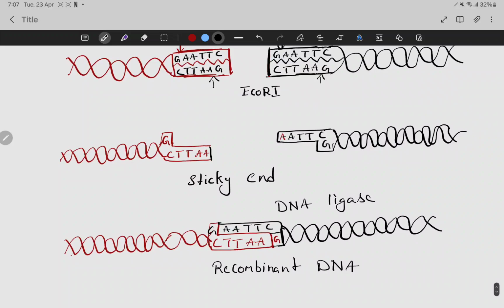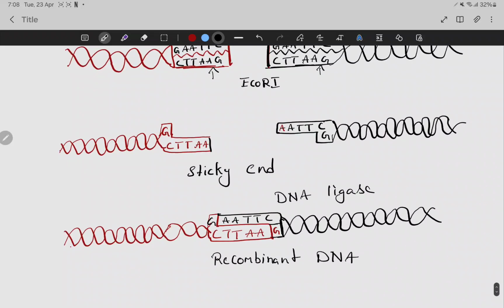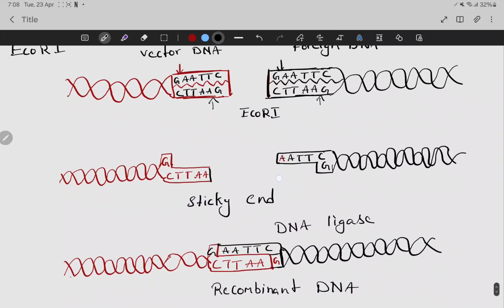This is actually the EcoR1 recognizes GAATTC and it will cut between G and A. So both the vector and the alien DNA are cut at the same point, and we are meeting the two staggering ends or sticky ends and forming recombinant DNA. This is the recombinant DNA by the action of restriction endonuclease EcoR1.